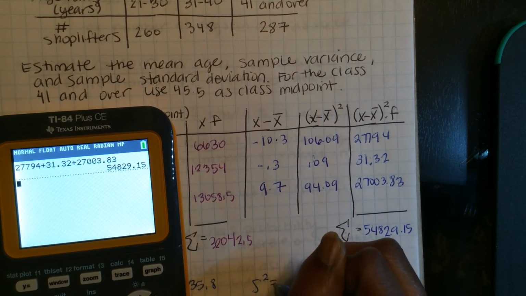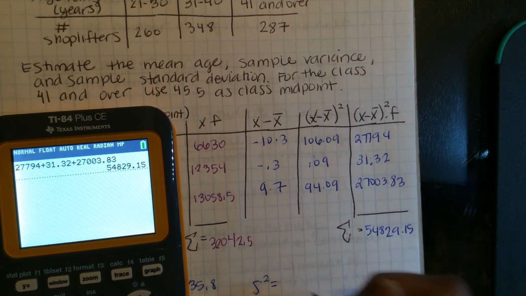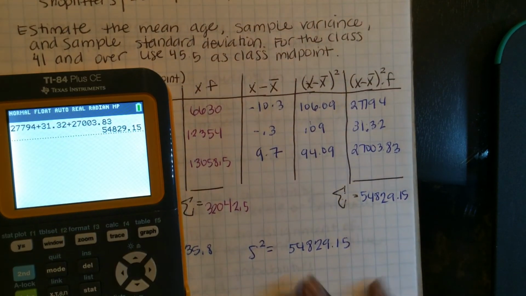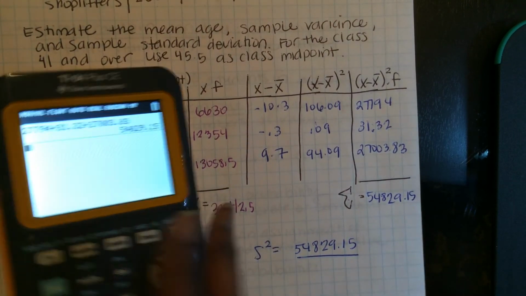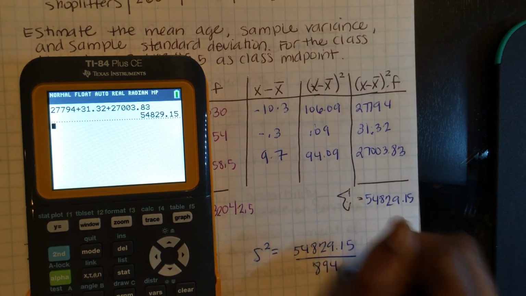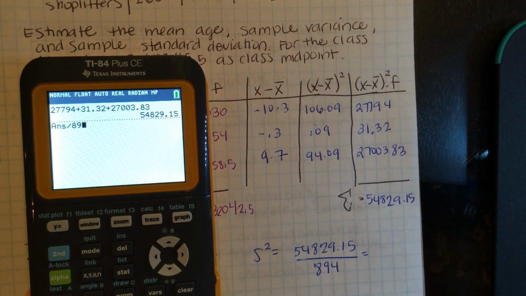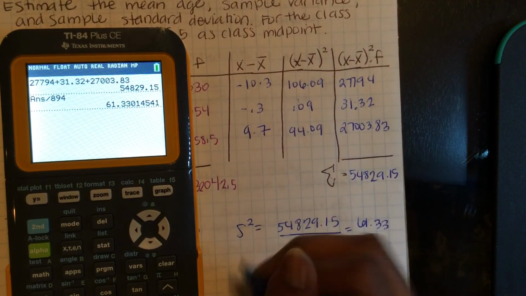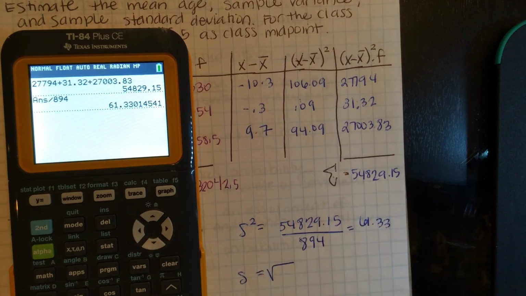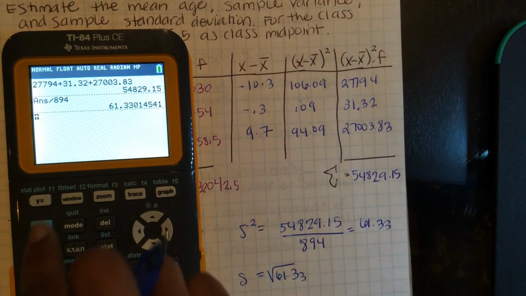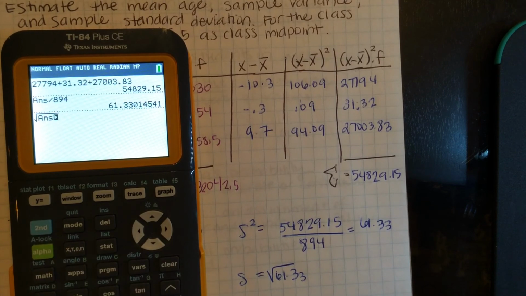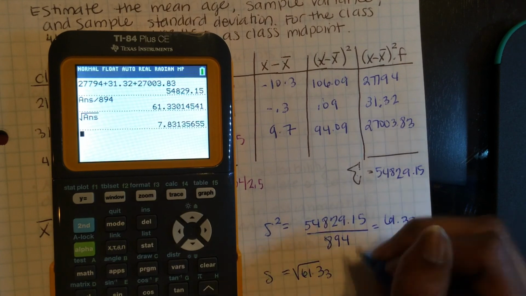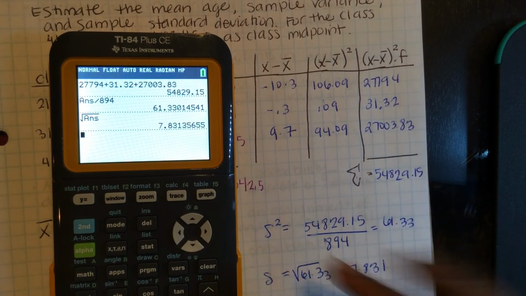So S squared equals this value, 54829.15, divided by n minus 1, which is going to be 894, which is 61.33. And then my sample standard deviation is going to be the square root of my answer. Make sure you use your answer so that way you get the entire decimal. 7.831.